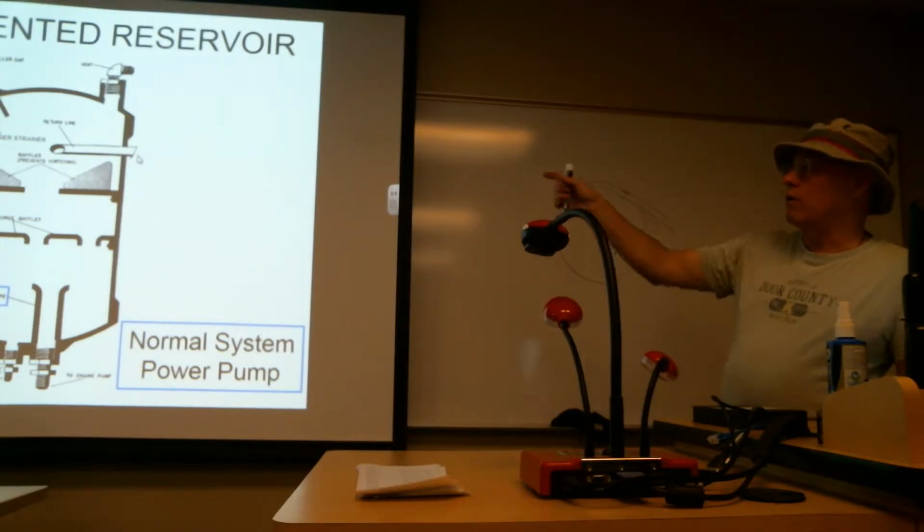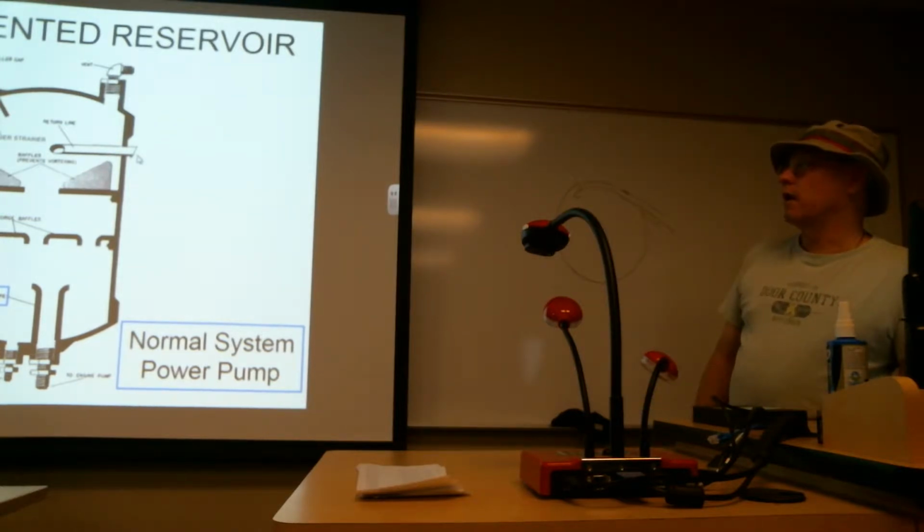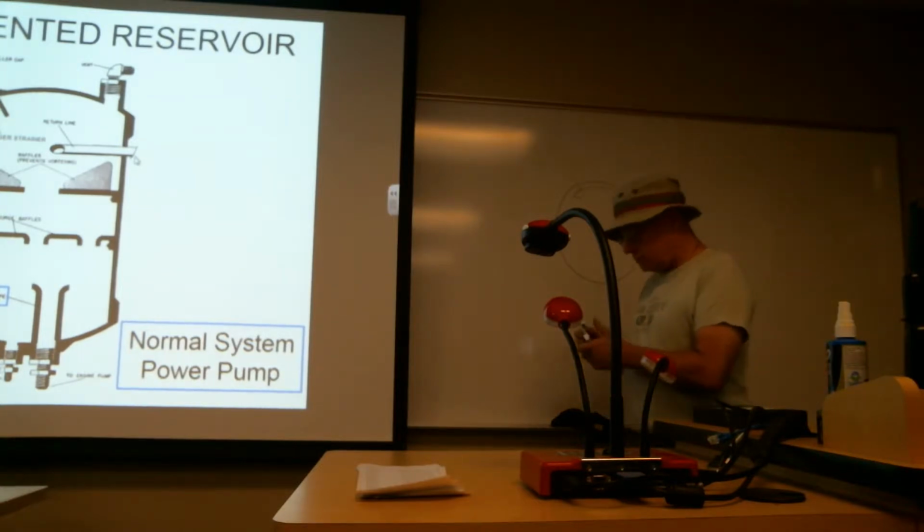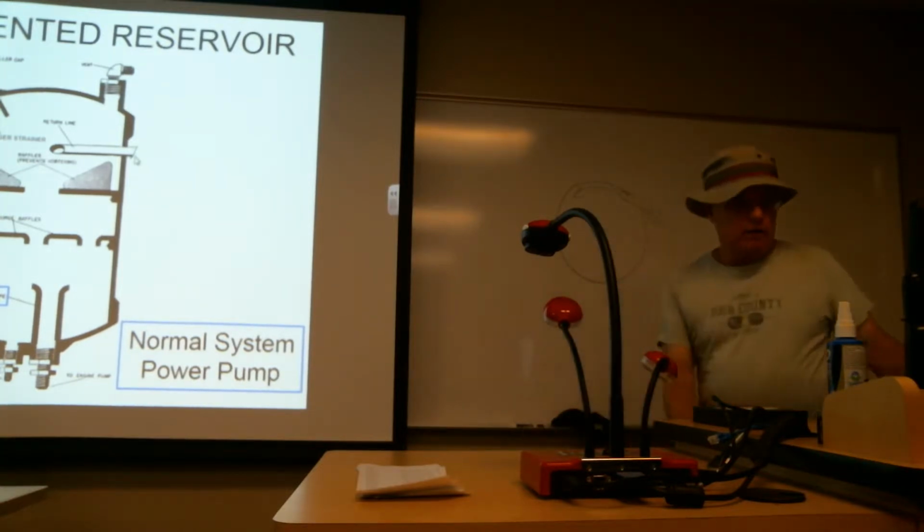So again, although they picture the return line coming in like a radial spoke of a wheel, it doesn't actually do that. But for clarity, I guess that's how they illustrate it in the picture. But again, for many of the reservoirs, the return line is tangent to the wall.